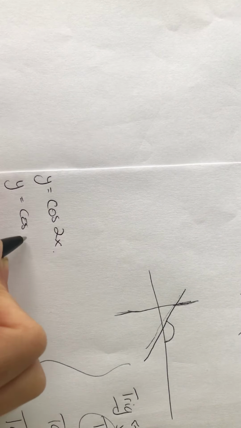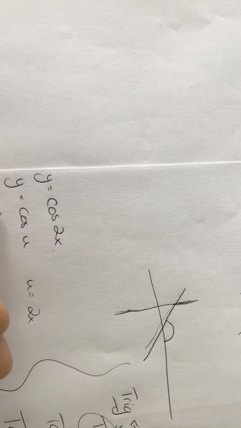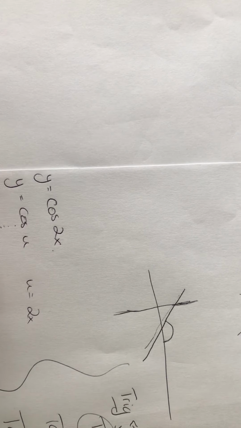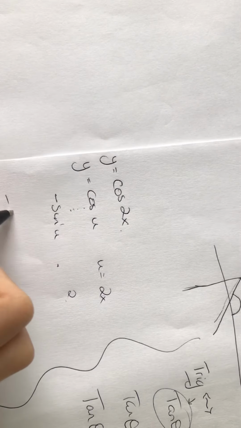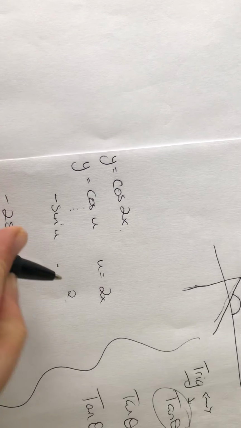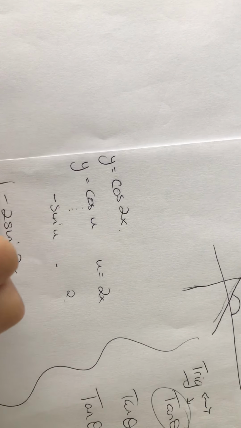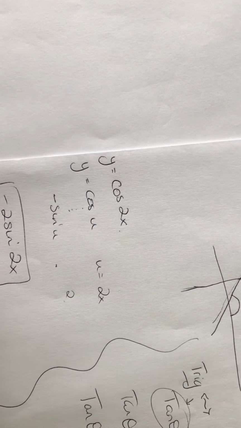So cos of u, where u is 2x, differentiate the left, differentiate the right, multiply them together. Now you might need a little bit of practice at your differentiation, I don't know. Multiply them together. That's h dash of x.